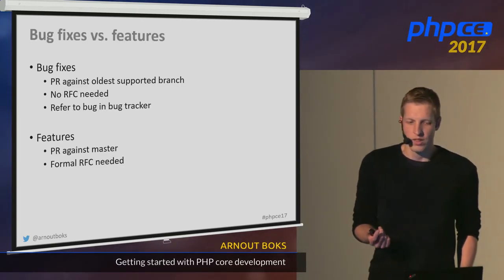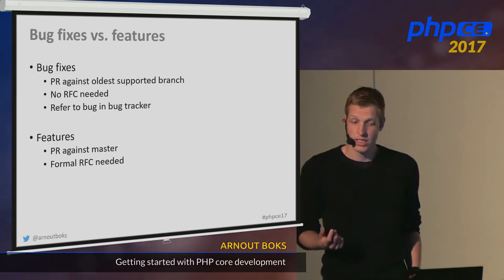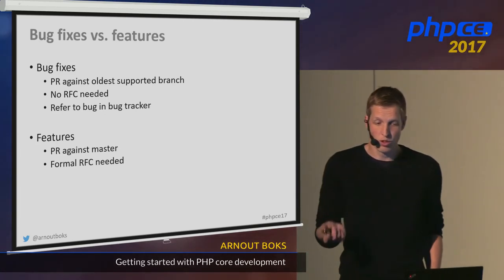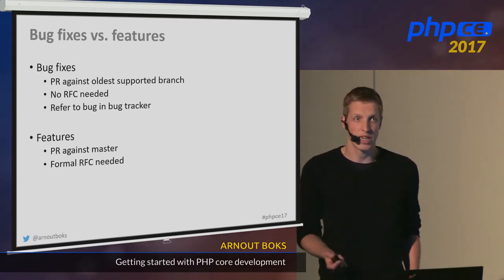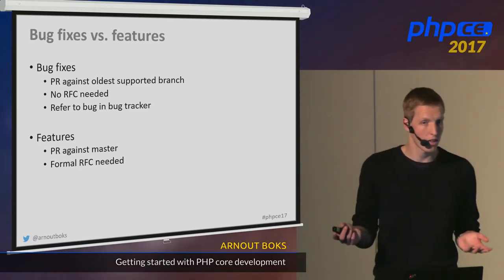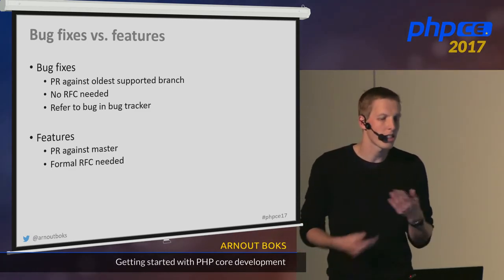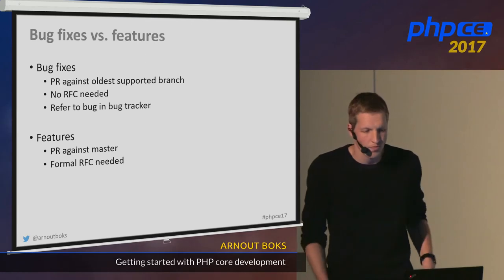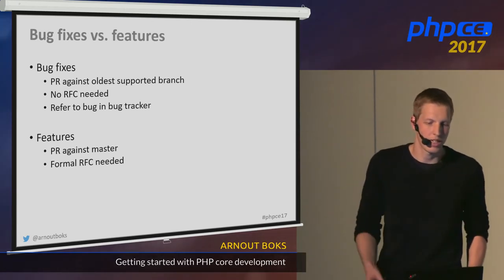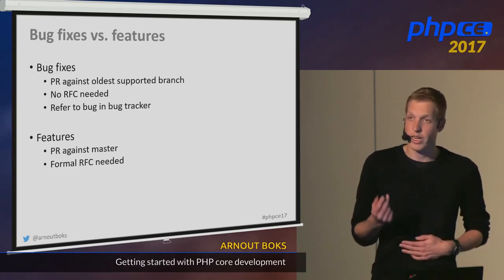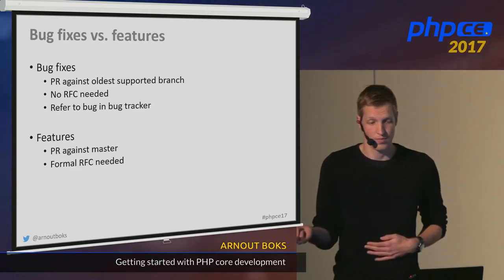When contributing code, there's a large difference between bug fixes and features. For bug fixes, you can just create a pull request against the oldest supported branch. There's no need to file an RFC or get permission to work on that or discuss it, except when it's difficult and you can't get out of it on your own. The only thing is you have to have a bug in the bug tracker that you can refer to.